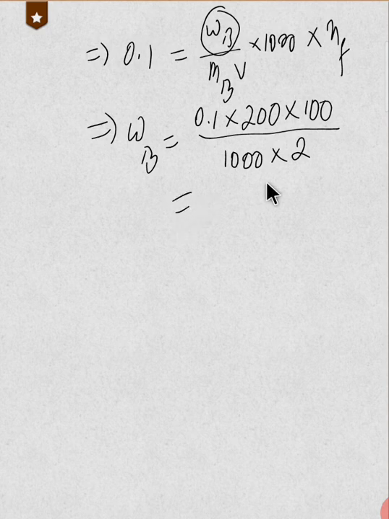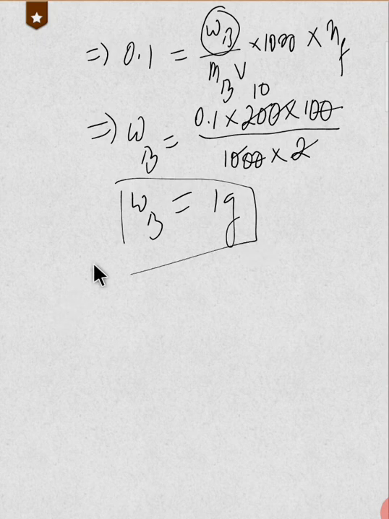Okay, so the zeros are cancelled, this gives 10. So 10 into 0.1 is 1 gram. So this is the answer. The mass of this dibasic acid must be 1 gram. I think the calculation is correct, right? 200, 10 into 0.1 is 1. Okay, this is correct. This is the answer.